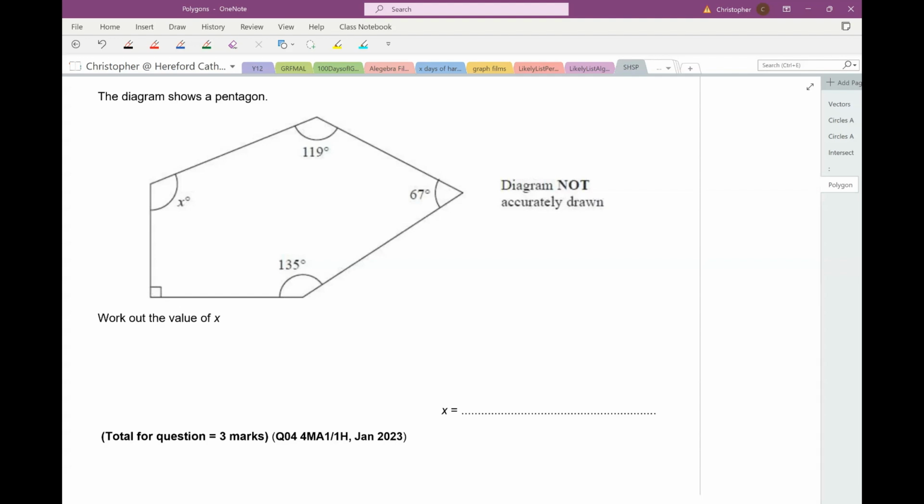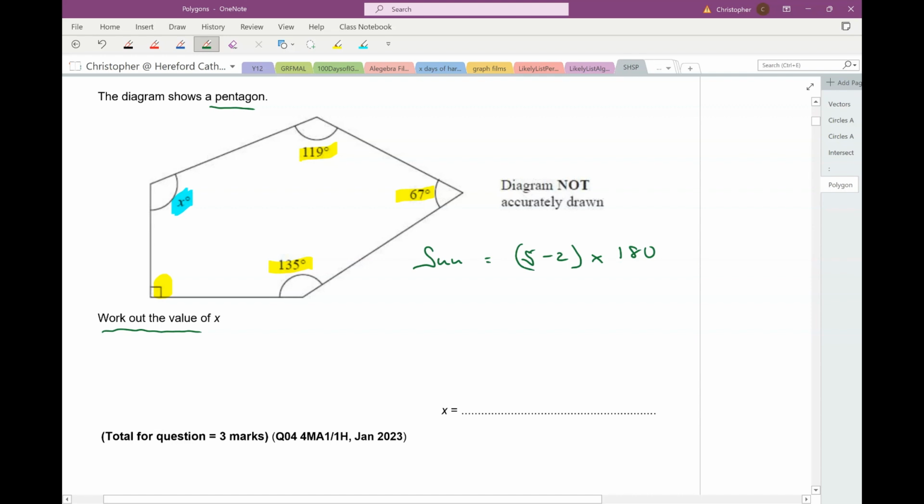Question 2. The diagram shows a pentagon, 5-sided figure. I'm given all of these interior angles apart from that one. The question is, work out the value of x. Well, I'd really like to know what all the interior angles of a pentagon add up to. So the sum of the interior angles of a pentagon is going to be the number of sides minus 2 multiplied by 180. So 3 times 180. So there are 540 degrees in total in a pentagon.